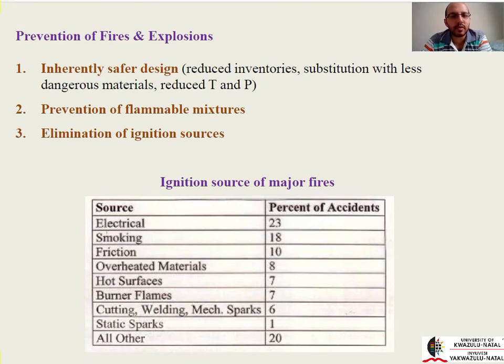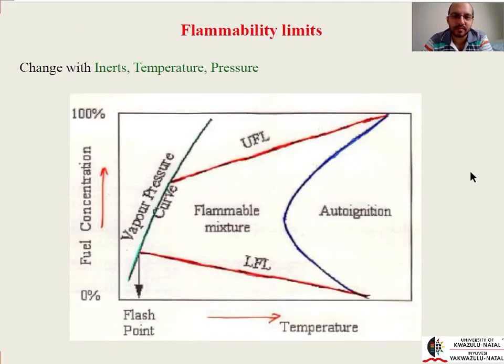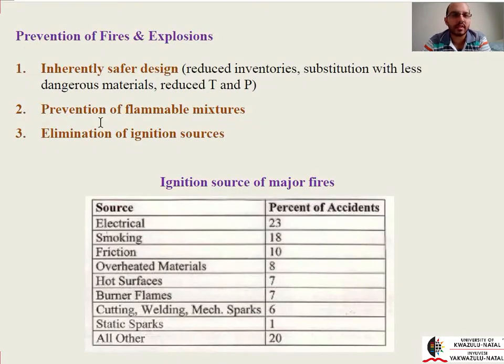Okay, another mode of prevention is to prevent flammable mixtures from occurring. Okay, and as this diagram here illustrates, that is achieved through trying to control the fuel to air mixture, the fuel to air ratio. Okay, and the third preventive measure is to eliminate ignition sources. Okay, so in most cases, an ignition source is actually what causes a fire.